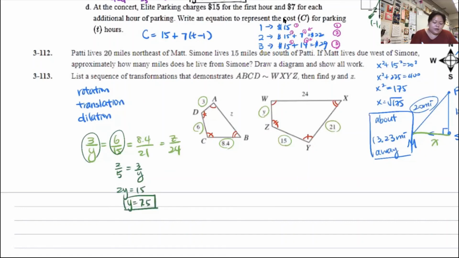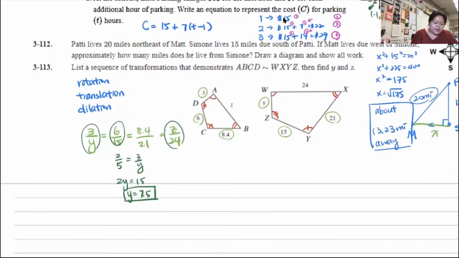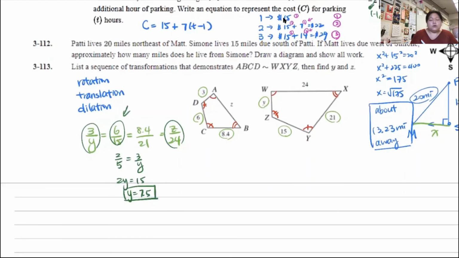7.5. Now I'm going to use this fraction, well, the reduced one. So 2/5 equals Z over 24. Again, I can't use multiplication, so I'm going to cross multiply. 2 times 24 is 48 equals 5Z. 48 divided by 5 gives me 9.6. So Z is 9.6. Okay.